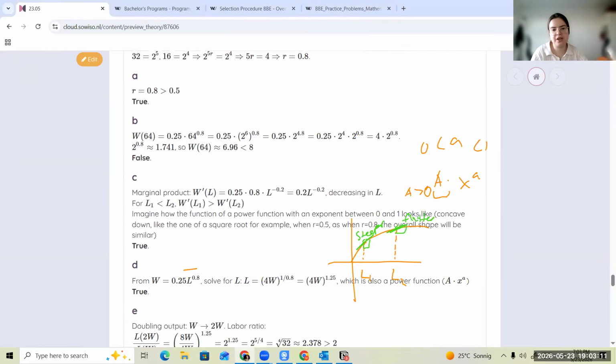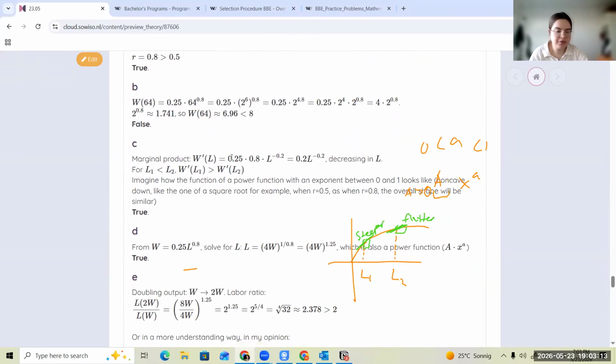You can also build the marginal product function with the first derivative. See, it's decreasing in L, so the first derivative is decreasing. It makes sense because the slope gets less and less steep. On the exam, you can just put your pencil next to the graph and see how it behaves, because the first derivative is just the value of the tangent to the graph. So it's true.